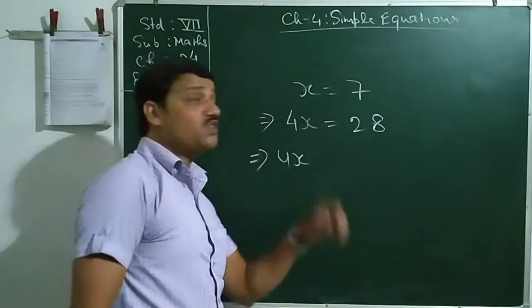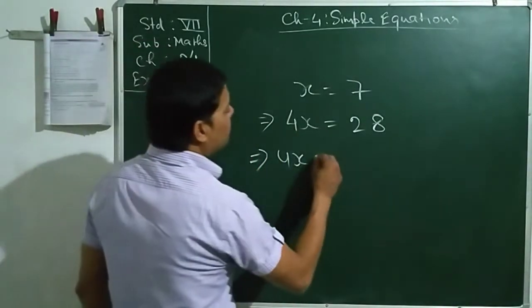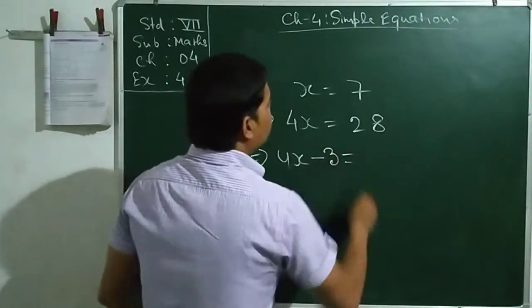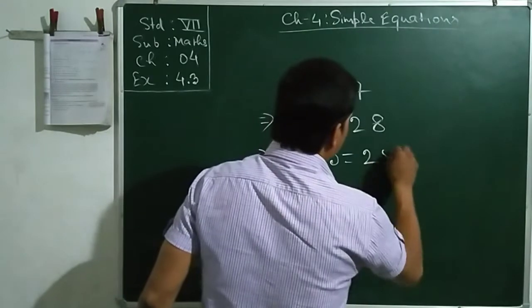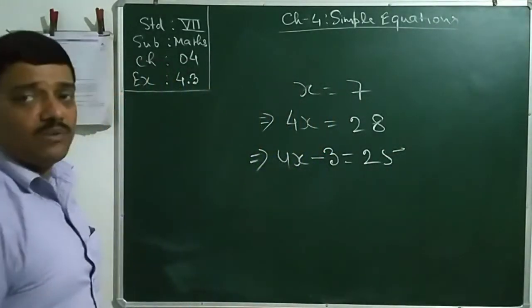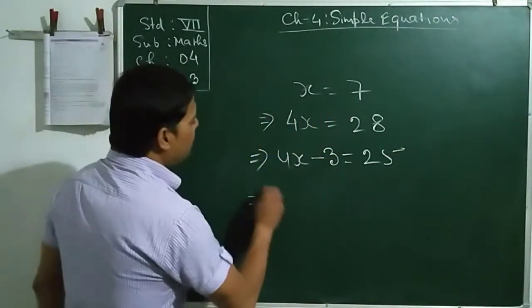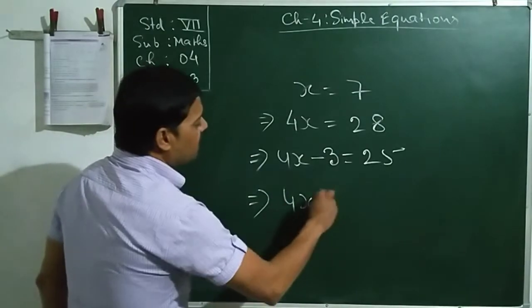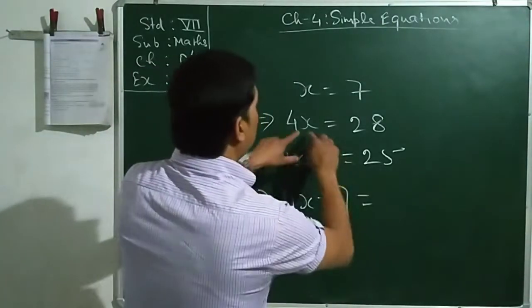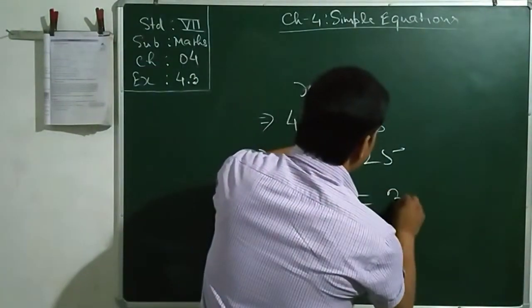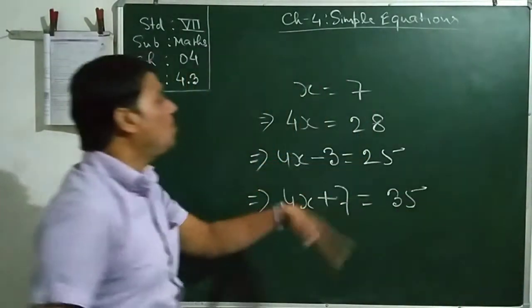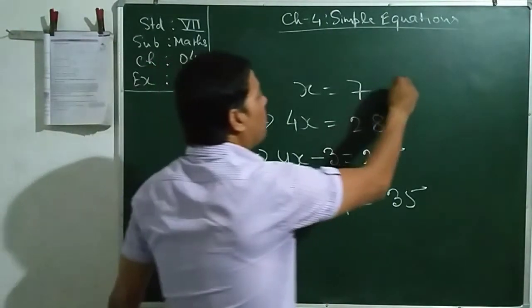equation from this solution. 4x, if we subtract 3 from here, then 3 will be subtracted from the RHS also. It will be 4x minus 3 equal to 25. Similarly, if we write 4x plus 7 here, then 4x was 28, so 28 plus 7, it will be 35. And so on. You can make equations from this solution.